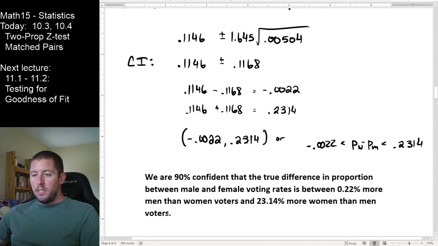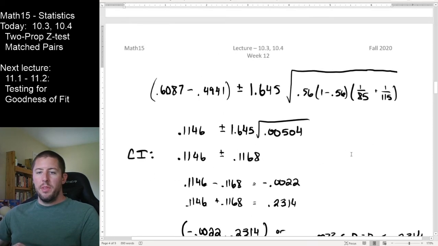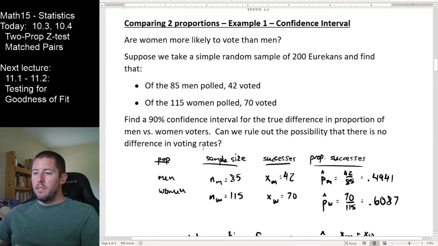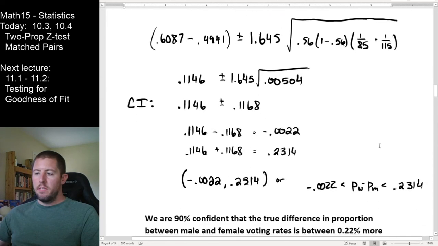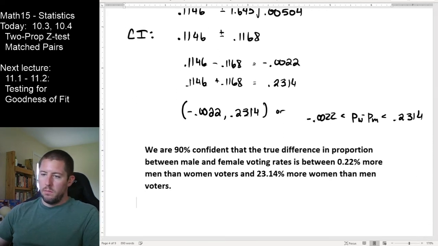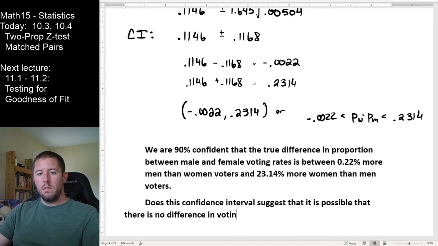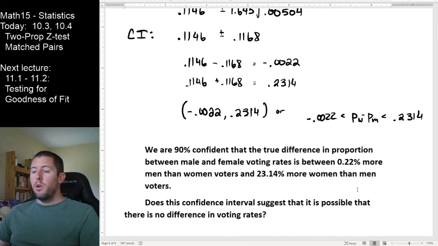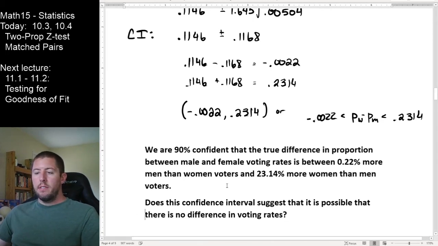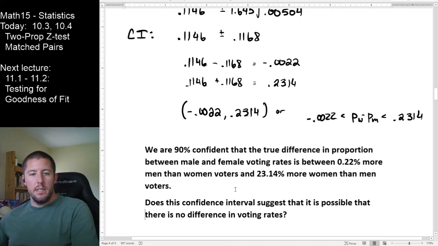Now, notice that there was one other question that we asked associated with this confidence interval here. We asked the question, can we rule out the possibility that there is no difference in voting rates? And what do we think here? So if there's no difference in voting rates, then that would tell me that the true difference is 0.